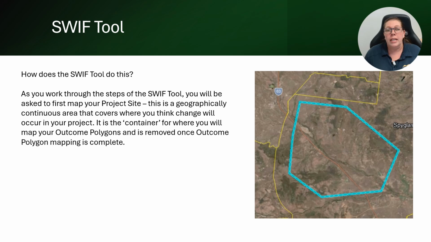The project site can be a property or a catchment or over several properties. Basically, you can think of it as a container for your outcome polygons. And at the end of the mapping process, when you've finalised all your outcome polygons, that project site polygon will actually be removed.